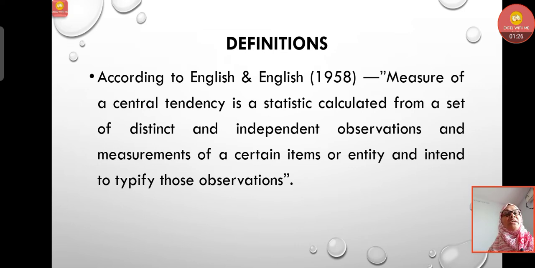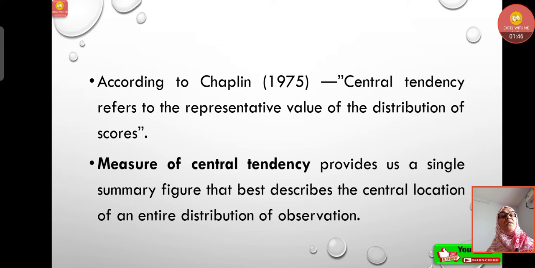Now let's see the definition of this. According to English and English 1958, a measure of central tendency is a statistic calculated from a set of distinct and independent observations and measurements of certain items or entity and intended to typify those observations. According to Chaplin 1975, central tendency refers to the representative value of the distribution of scores. That is, a measure of central tendency provides us a single summary figure that best describes the central location of an entire distribution of observations.